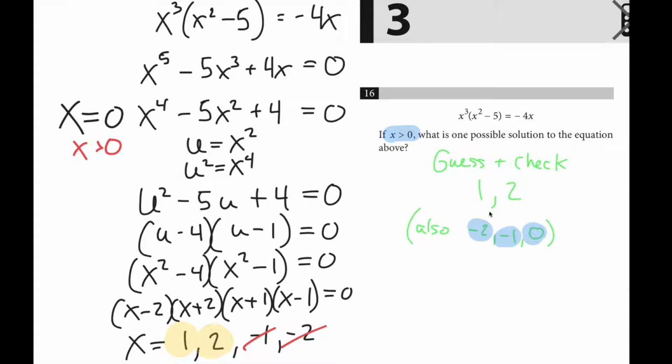There's actually 5 answers that you could eventually guess and check. These 3 get eliminated for this condition, but you can either bubble in 1 or 2 and get this correct. There are 2 possible answers.